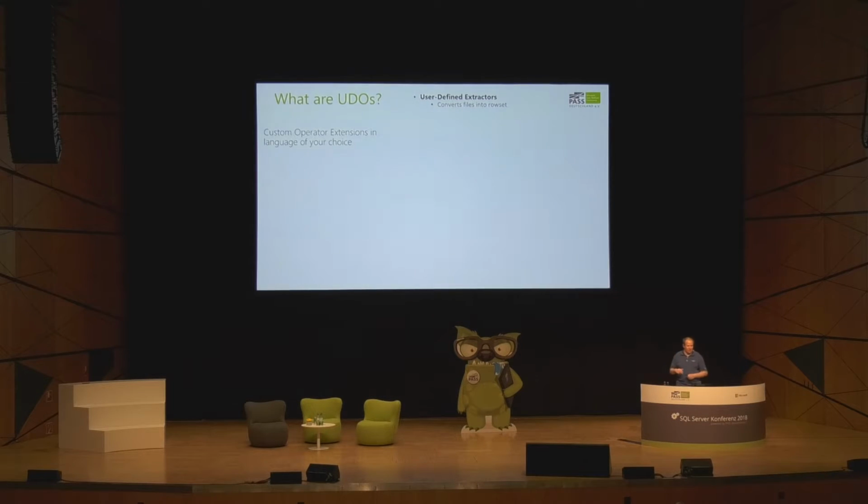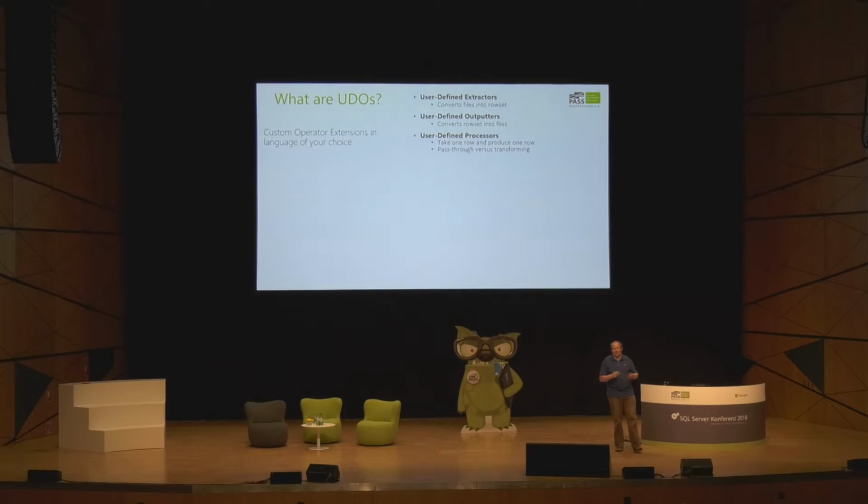We have already seen one of them, which is an extractor, which takes byte arrays or files, or parts of files, and turns them into row sets. We also have user-defined outputters. They do the inverse. They take a row set and put it out into files.